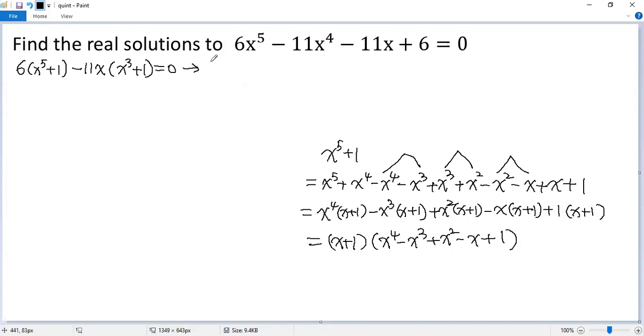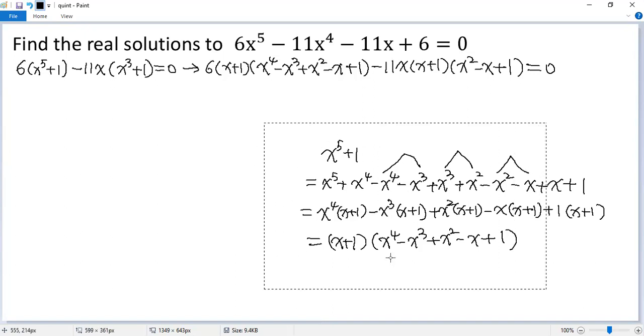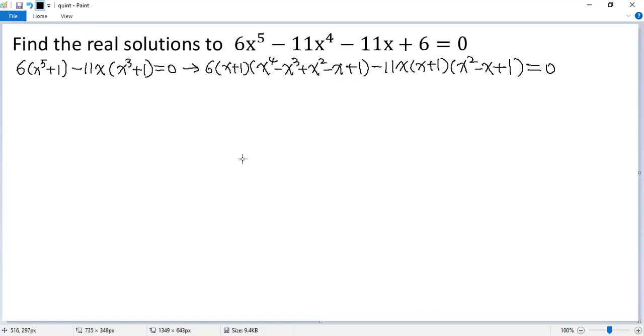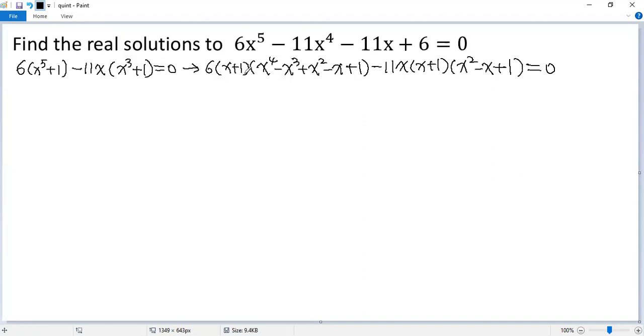So let's write it as 6 times (x plus 1) times (x to the power 4 minus x cubed plus x squared minus x plus 1). And for the next term, use the sum of cubes formula: minus 11x times (x plus 1) times (x squared minus x plus 1) equals 0. Now we can take the new common factor x plus 1 out.